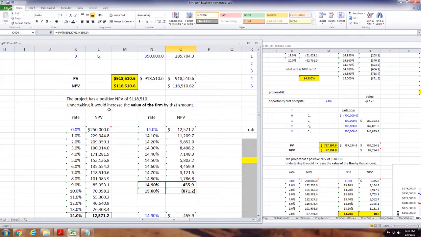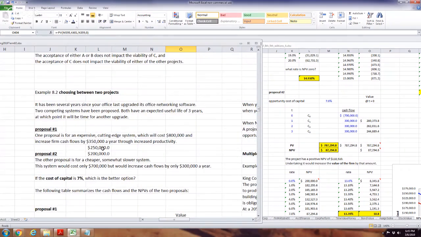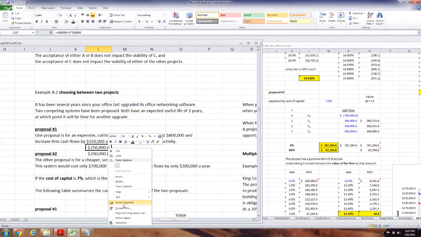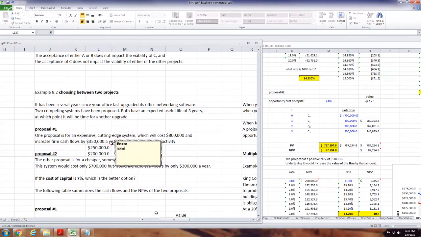So obviously the first one is better, and the first one is better even from the accountant's version of this, just nominal. And I'll put a little comment in here. Nominal cash flows, right? Spell it the right way. That's nominal cash flow. Okay, how the accountant would look at it.